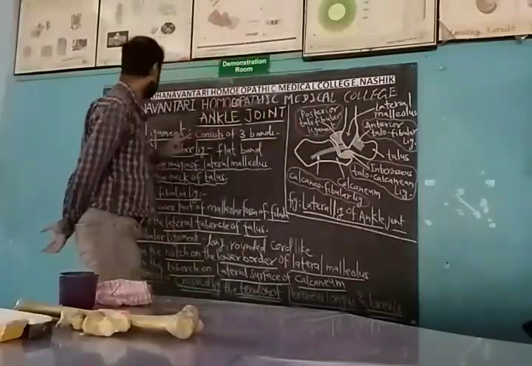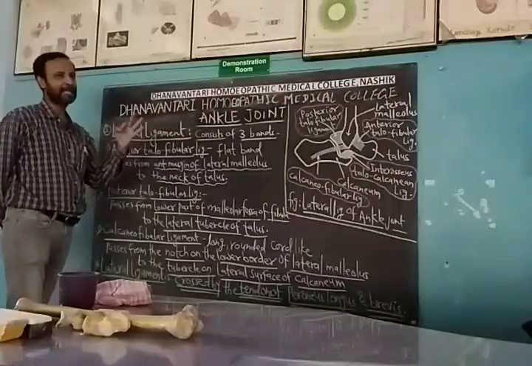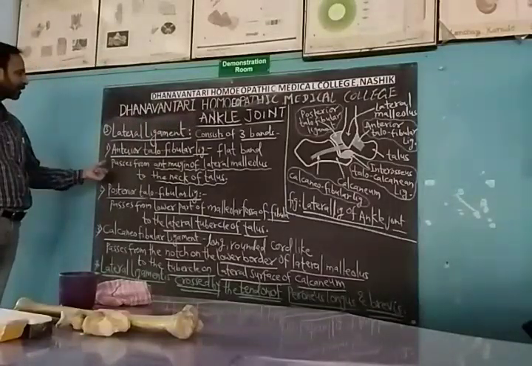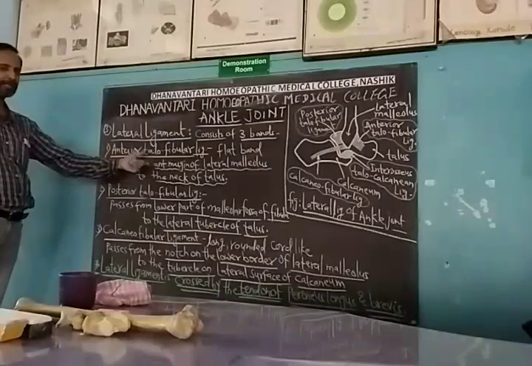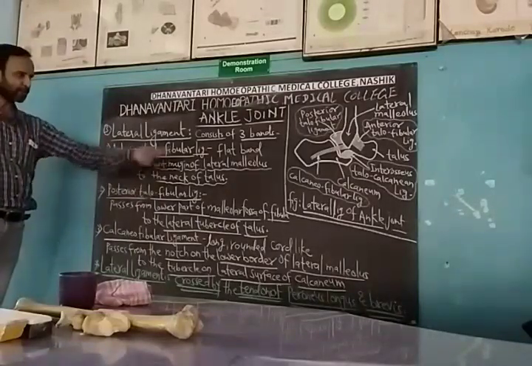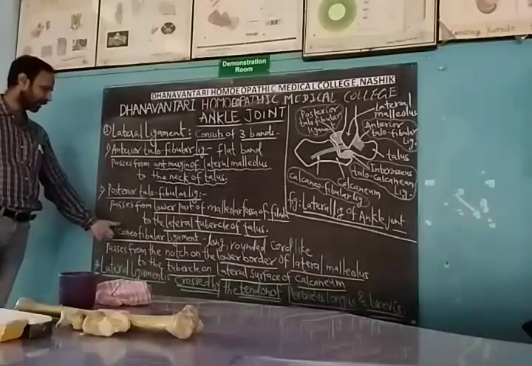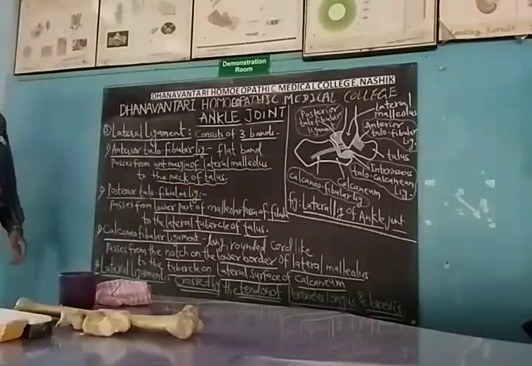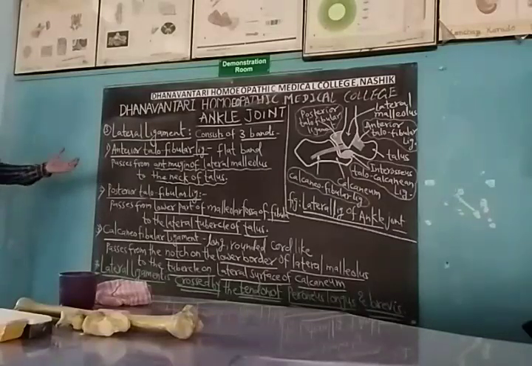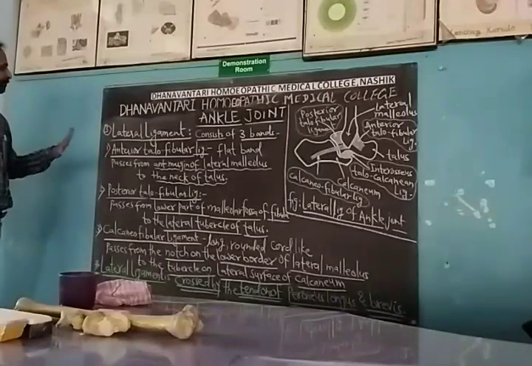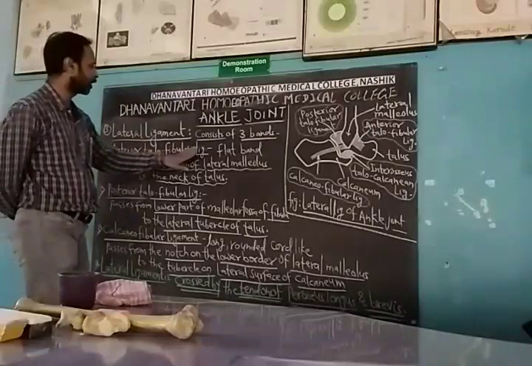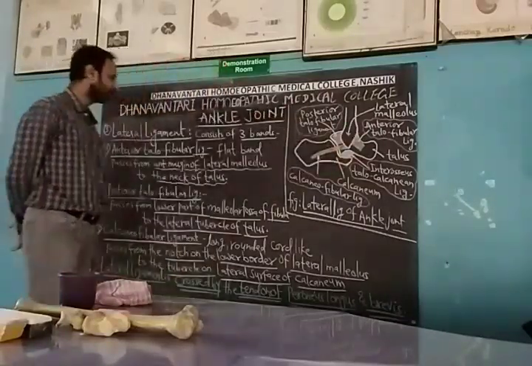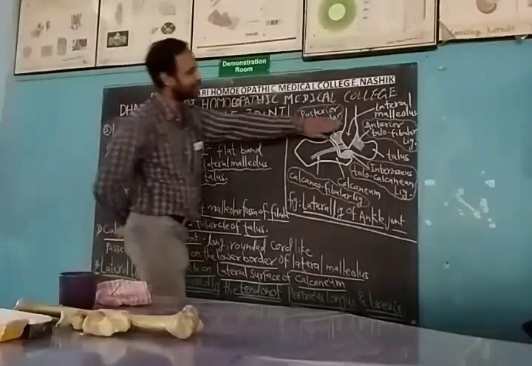So the lateral ligament consists of three bands: the anterior talofibular ligament, the posterior talofibular ligament, and the calcaneofibular ligament. Now we will see their attachments. The anterior talofibular is a flat band, as we can see in the diagrams.